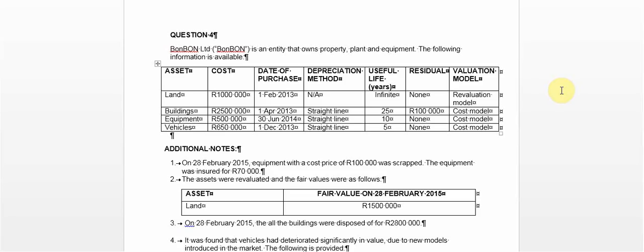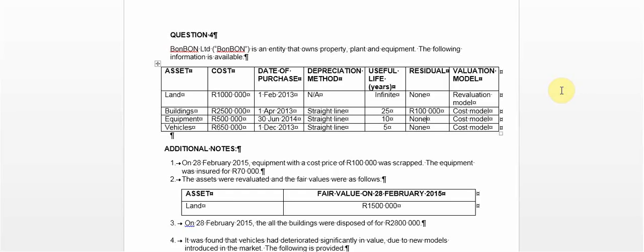This question is called Bonbon Limited. I've made it available to you so you can go and retrieve it before you look at this question. Question 4 says that Bonbon is an entity that owns several property, plant and equipment, and the following information is provided. They give you a summary in terms of a block where they provide you with 4 different assets: land, buildings, equipment, vehicles.